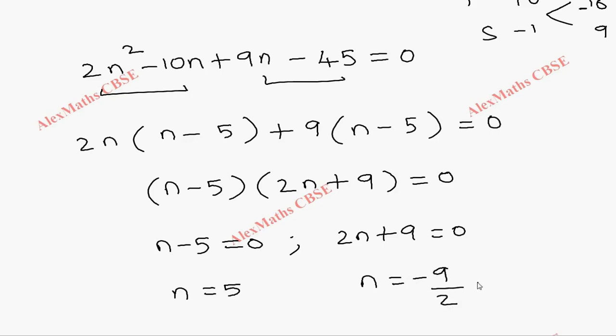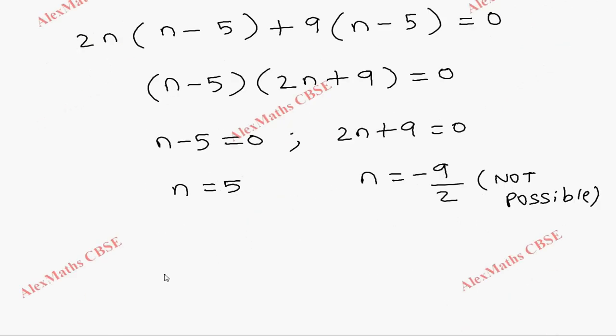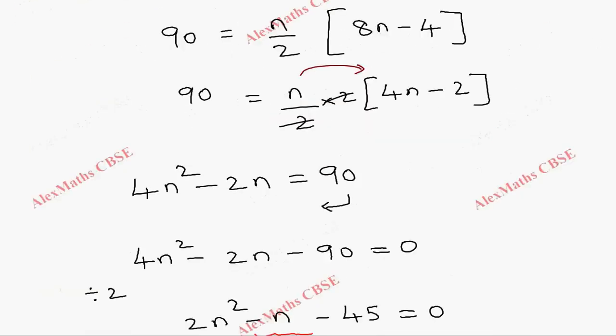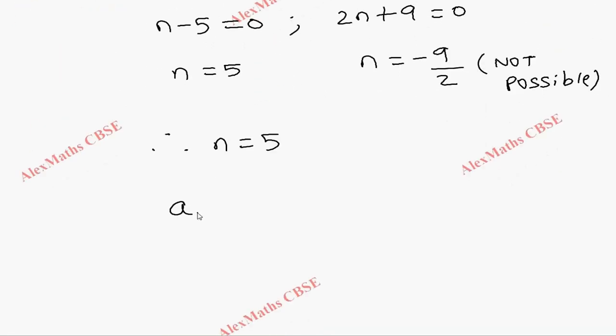n cannot be negative or a fraction. So this is not possible. So we reject this value. Therefore the only value of n is 5. So we got the first part. We got the value of n. Then we need An. We have to write An equal to a plus n minus 1 into d. Since we got the value of n as 5, we can substitute here.